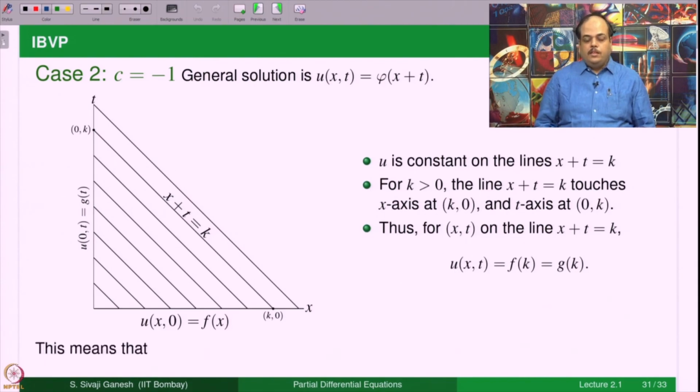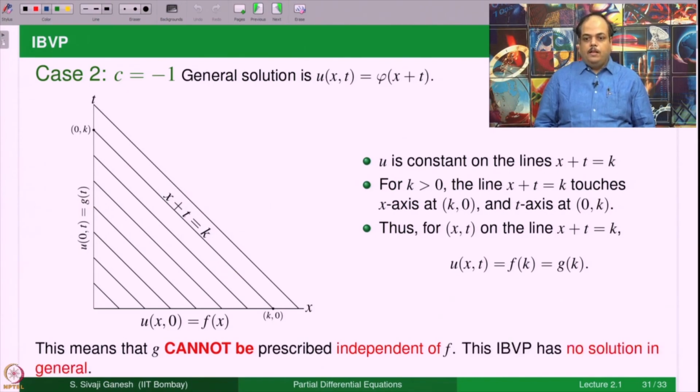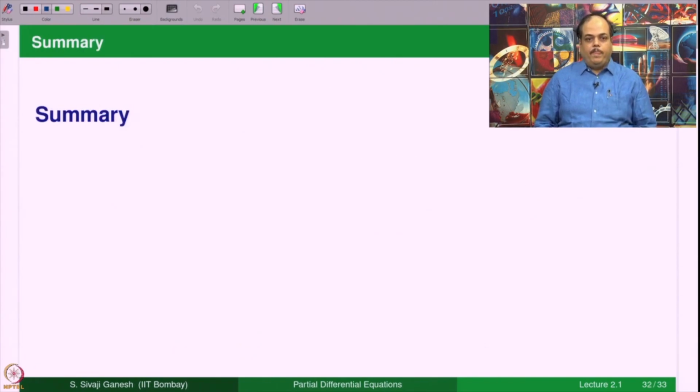This means that g cannot be prescribed independent of f. This initial boundary value problem has no solution in general, but there are some generalized notions of solutions where, under some other condition, they admit solutions. So, we will not be discussing such generalized notions. This is in the normal notion of a solution. There is no solution, that is very clear from the formulae.